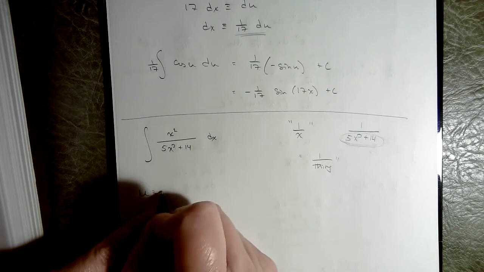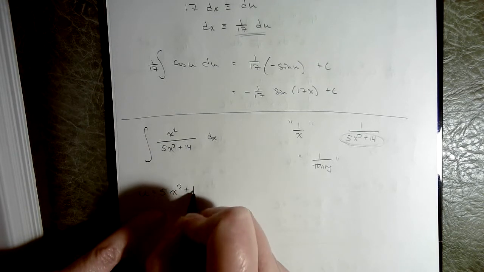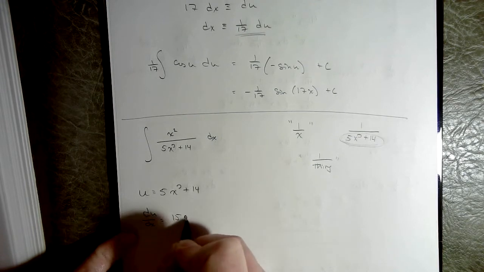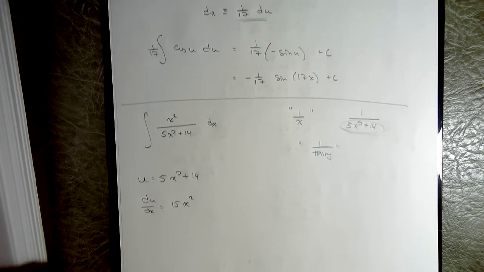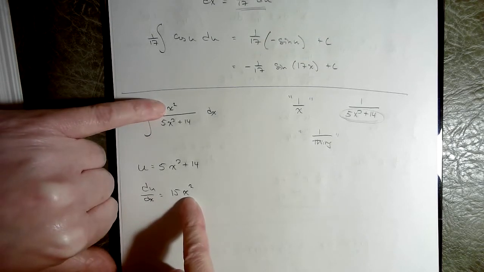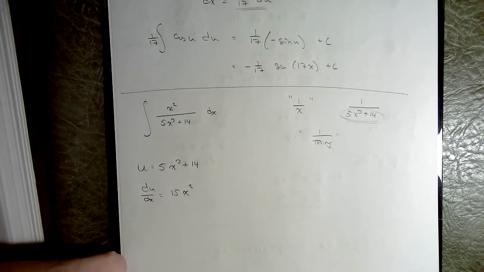Okay, so my u is going to be 5x cubed plus 14. du dx, you're ahead of me, 15x squared. Well done. Oh, we don't have the 15. Not a problem. We've got the x squared. We can cope with that 15.